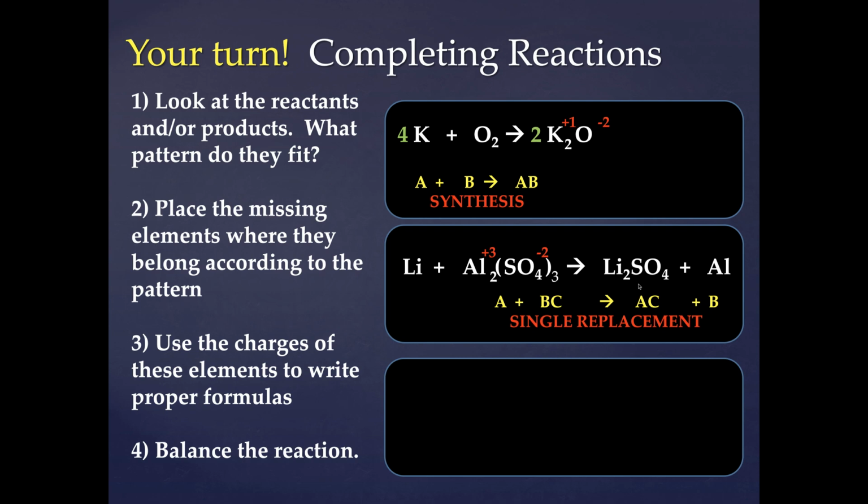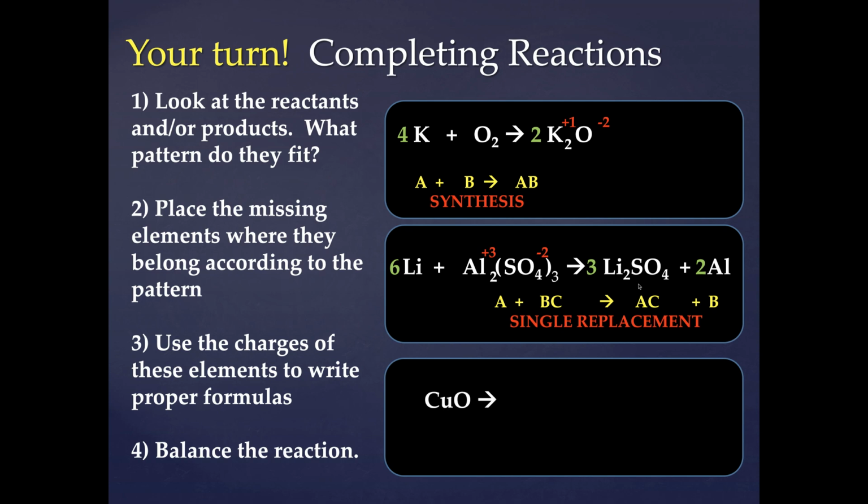To balance it, we have 1 aluminum on the left and 2 on the right, so we can put a 2 in front of lithium. We have 2 aluminum on the left, and we have 1 on the right, so we put a 2 in front of aluminum. We have 3 sulfates on the left. We only have 1 on the right, so we put a 3 in front. But this changes lithium from 2 to 3 times 2 is 6, so we put a 6 in front of lithium on the left. And now we have a completed and balanced reaction.